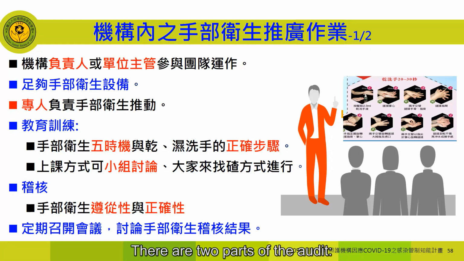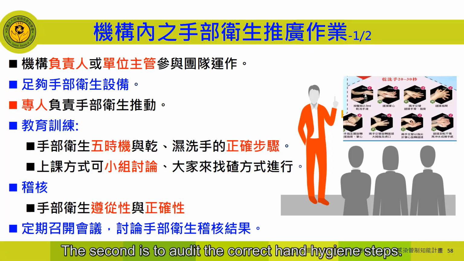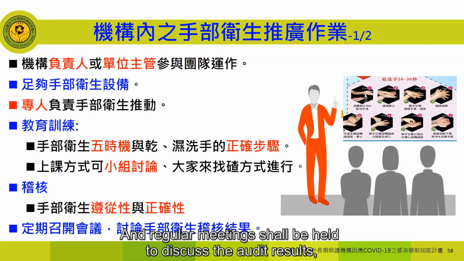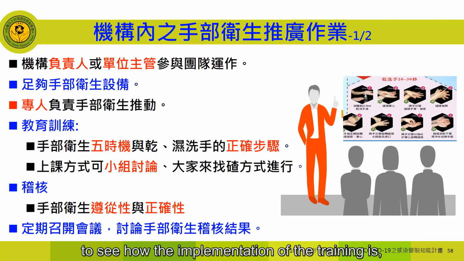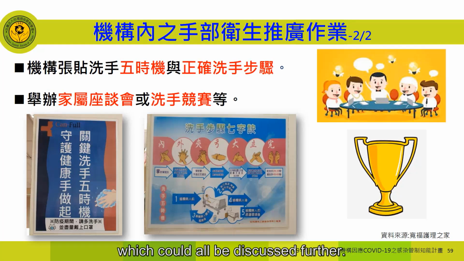There are 2 parts of the audit. The first is to audit the compliance of the 5 moments. The second is to audit the correct hand hygiene steps. After the audit, feedbacks will be given to the institutions, and regular meetings shall be held to discuss the audit results to see how the implementation of the training is, and what hasn't been done well and needs to be improved or recertified, which would all be discussed further.